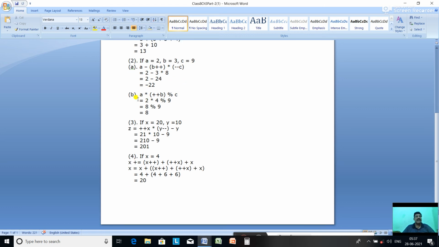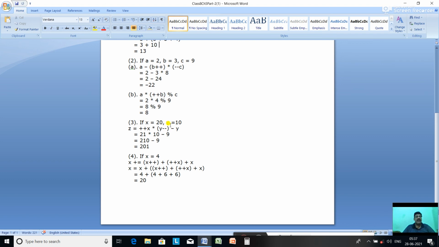Now see the next example, a into plus plus b modulus c. The a value is 2. The 2 into plus plus b is the prefix. So first change the value, increase the value. And b value is 3. The 3 will become 4. Modulus c, c value is 9. So 2 into 4 modulus 9. So 2 into 4, 8. And you divide 8 by 9, remainder will come 8 only. After dividing 8 by 9, remainder will be 8 only.